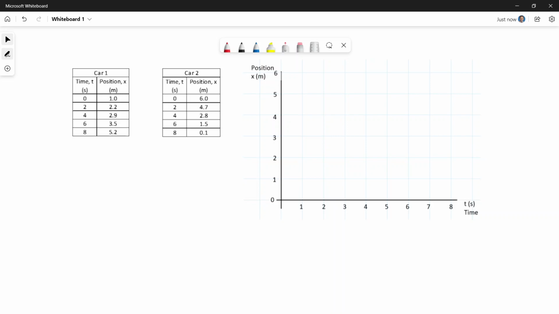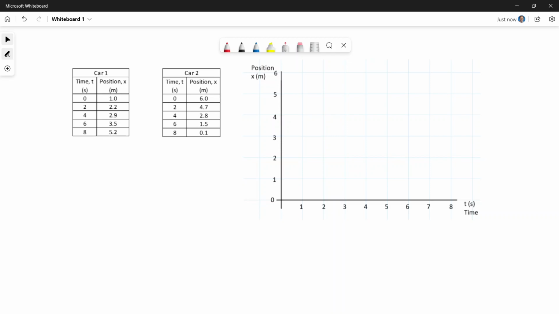In this example, we're going to look at how we would graph and analyze data for position and time of two different cars. As you can see on the left, we have two data tables, one for each car, and you see that time was measured and position was measured. We use a variable t for time and x for position. It was measured in meters. Since we chose x, you can assume that car is moving horizontally along the surface.